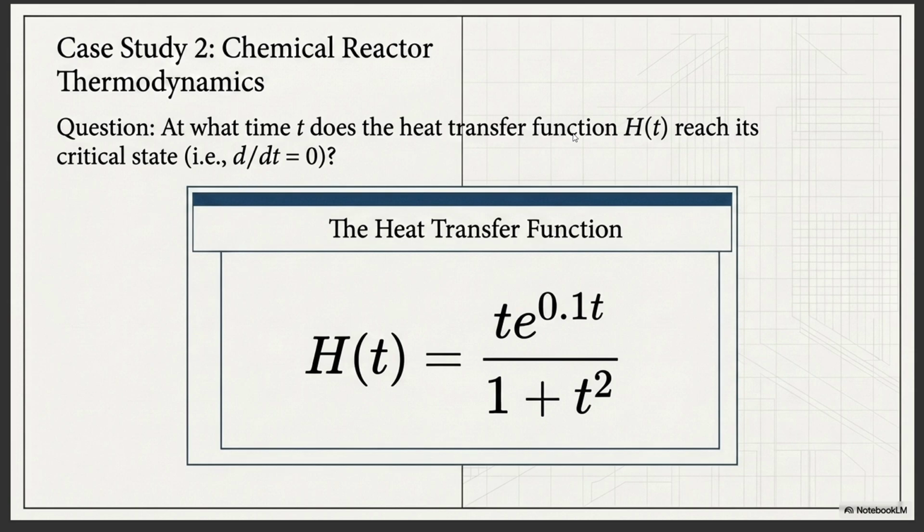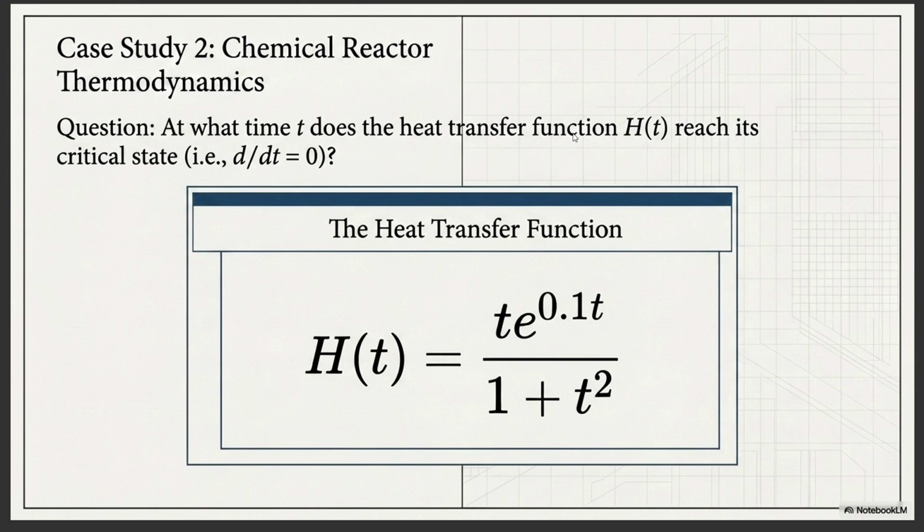Today, I want to present our case study 2, Chemical Reactor Thermodynamics. The main question asks to find the time t when this function reaches its critical state. In calculus, a critical state happens when the rate of change is 0. Therefore, our mathematical condition is to set the derivative to 0, which is dH/dt equals 0. So, our first step is to figure out how to differentiate this function. Please look at the slide.